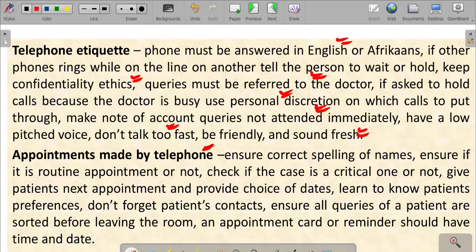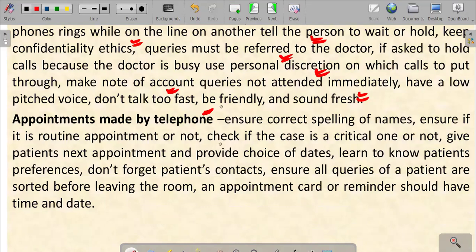People, stakeholders, patients can make appointments through telephone. So what has to be done is that the medical secretary ensures correct spelling of names are entered. Ensure if it is a routine appointment, that the frequency and the flow of appointments must be checked. Check if the case is a critical one or not, and give patients the next appointment and provide a choice of dates where possible. Dates can be given to say when the patient can come.